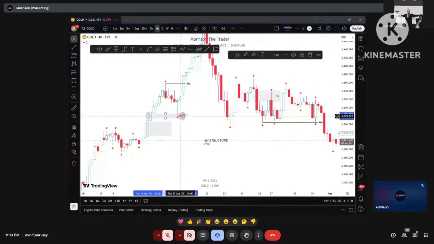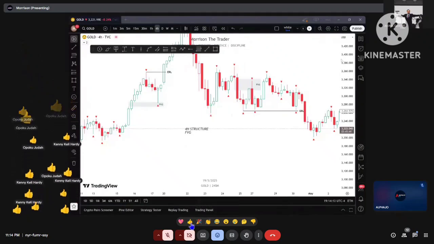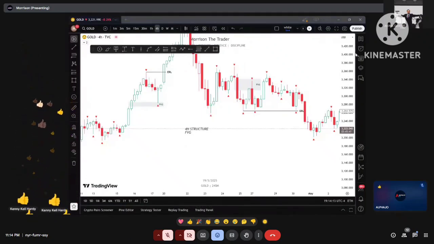Now, if everyone is okay with how I've explained the structure with the 4 hour fair value gap, please let me know so I can continue to the main thing, that is the entry model. That's the most important one here. Thumbs up, please, then you don't have to talk. I have 3 thumbs up. It's not enough. 4. Okay. All right, I guess everyone gets what I'm trying to say here.